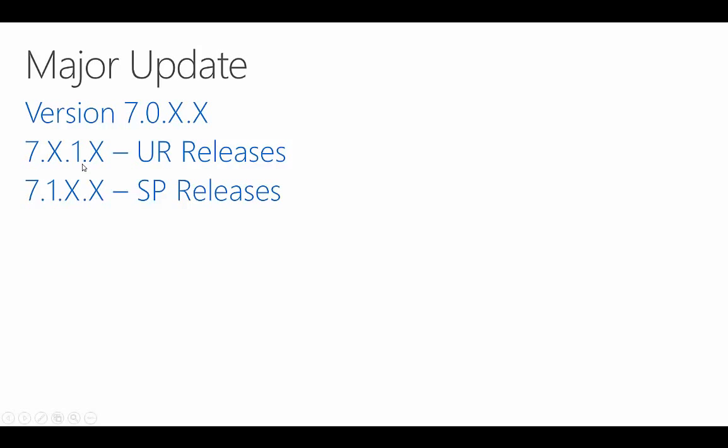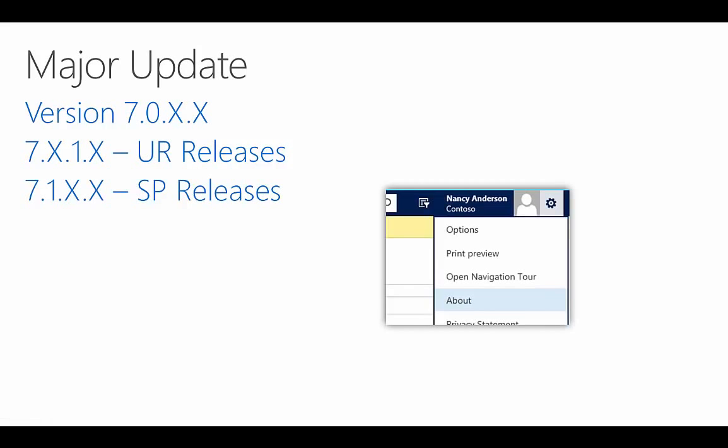7.0.1 something after that. In the case of a service pack release, the second number will change, just like we did in CRM 2013. In this case, for CRM 2015, we will have 7.1, and then some numbers after that that will correspond to the Service Pack 1 release. The version information can be found, just like in previous releases, under the Settings icon and clicking About.